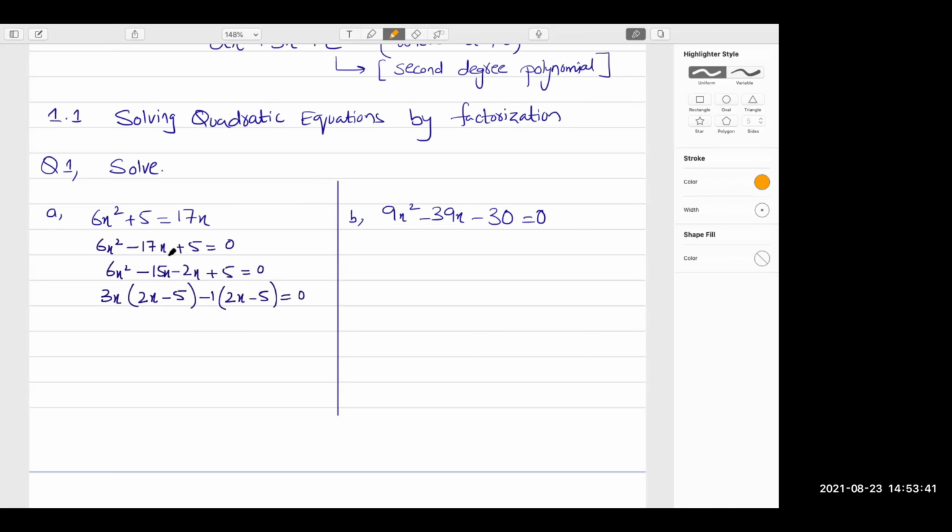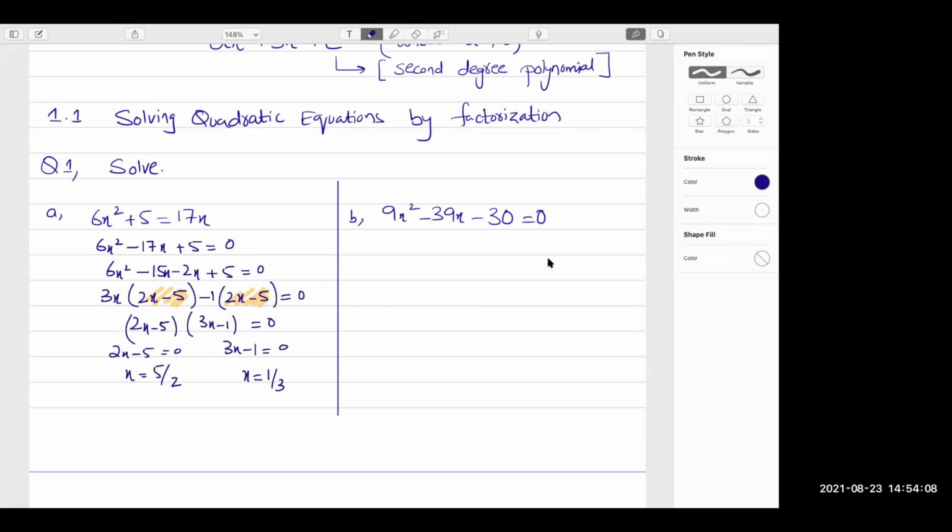As you all know, these two expressions must be equal so that they can be pulled out. So it's going to be 2x minus 5 times 3x minus 1 equals to 0. Hence, 2x minus 5 is equal to 0 and 3x minus 1 is equal to 0. x is going to come out as 5 over 2 and 1 upon 3. Most of them already got the answers here.